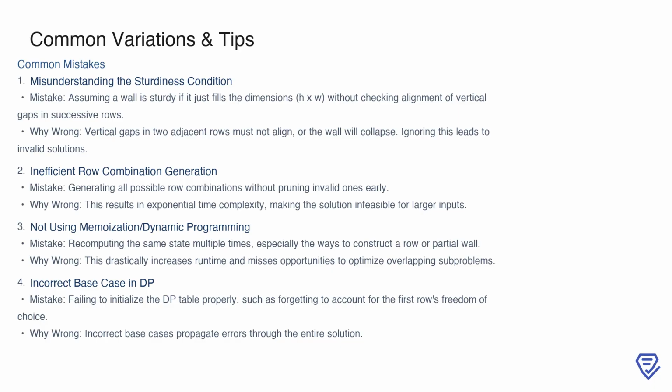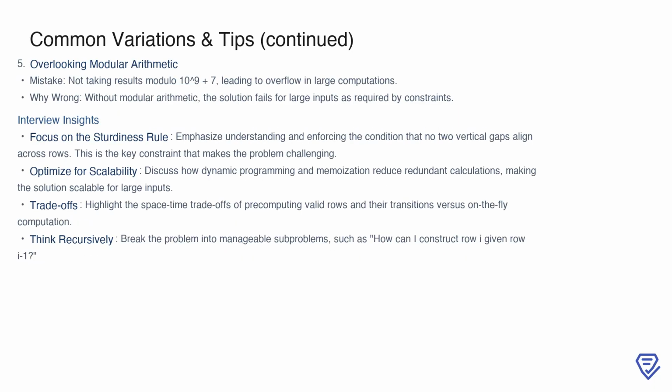Finally, be careful with the base case in your dynamic programming table. For instance, if you forget to account for the fact that the first row has complete freedom of choice, errors in initialization will propagate through the entire solution, leading to incorrect results. Another common oversight is neglecting modular arithmetic. Since the problem may involve very large computations, the results need to be taken modulo 10^9 + 7 to avoid overflow and adhere to the problem constraints. Missing this step can lead to incorrect outputs for large inputs.